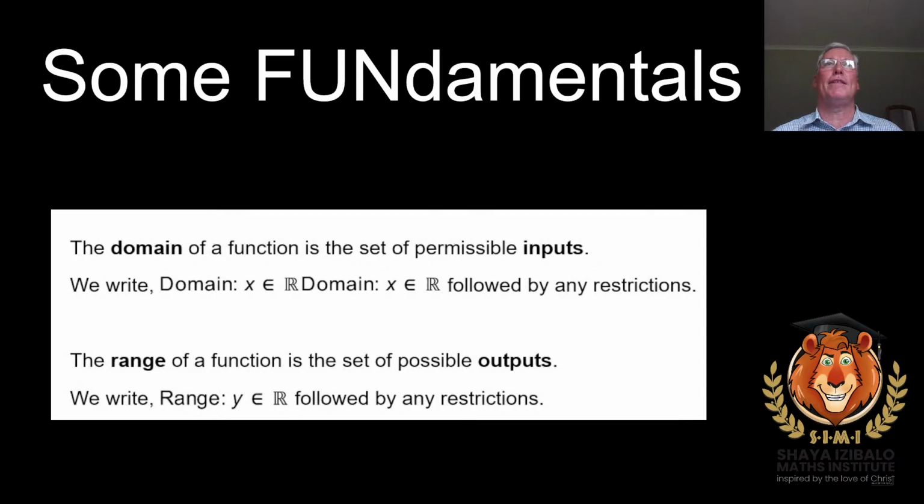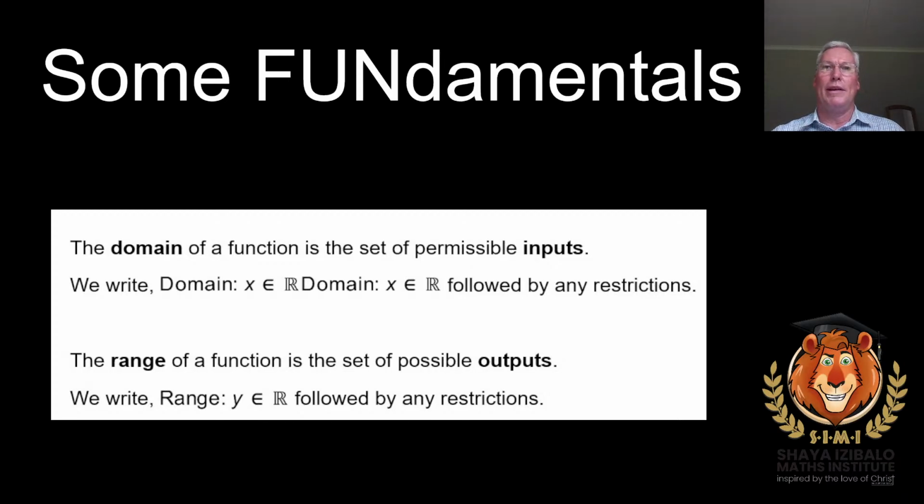The next really important idea is domain and range. Domain are the things that you can put into your function machine, in the same way that you can't put a smoothie or fruit into a toaster. You can't put certain things into certain function machines. And then the range is the possible outputs that you can get out. We typically write domain is always about x, so x element of R, followed by any restrictions.